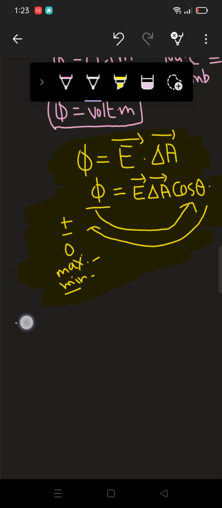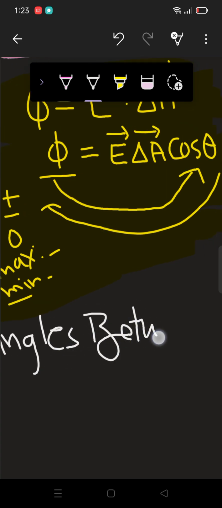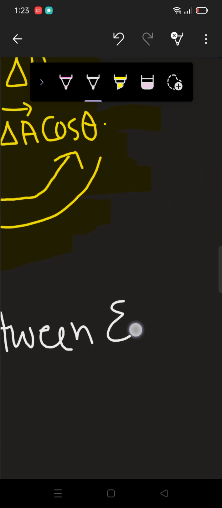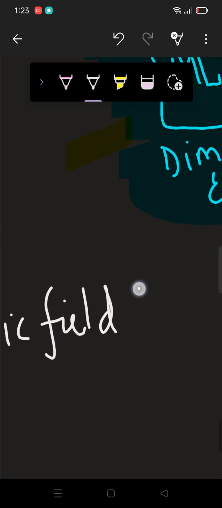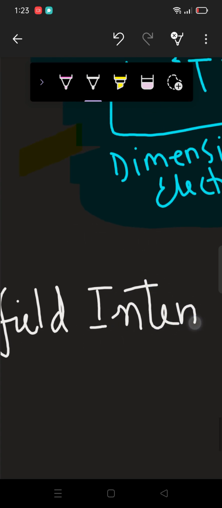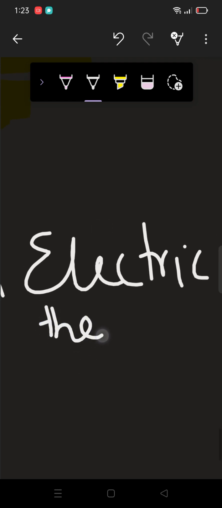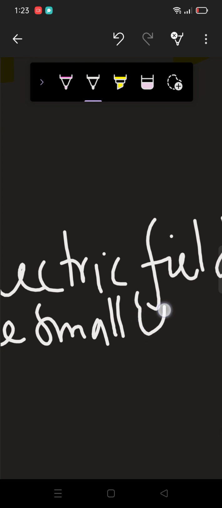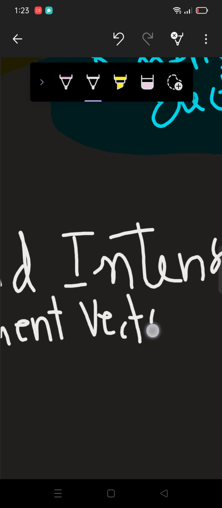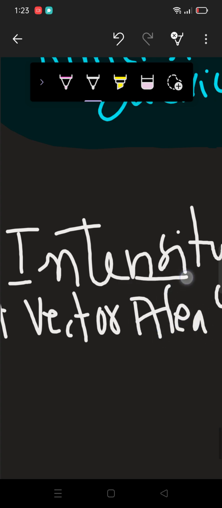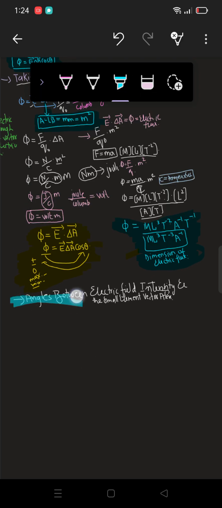So our topic today is the angles between the electric field intensity and the small element of vector area. Let me highlight today's topic.